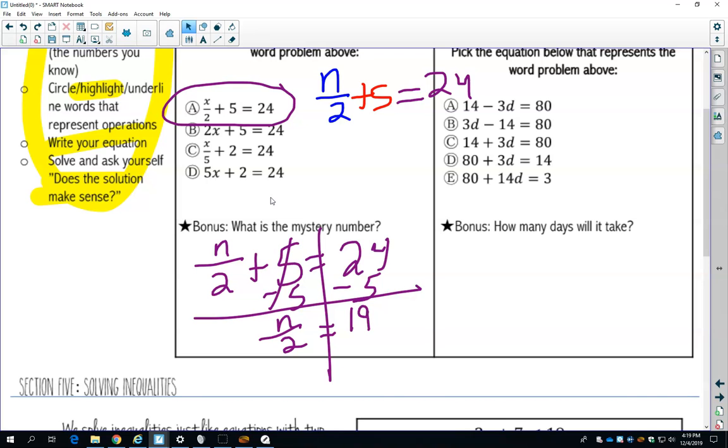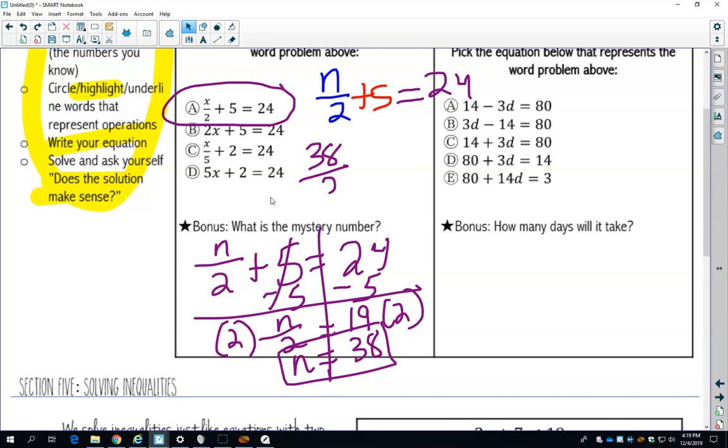So now we want to undo the division by 2 by multiplying by 2. And so n here is equal to 38. That is the mystery number. And we can check it. 38 divided by 2 plus 5, and see if that's 24. 38 divided by 2 is 19. 19 plus 5 is 24. So this would be a check.